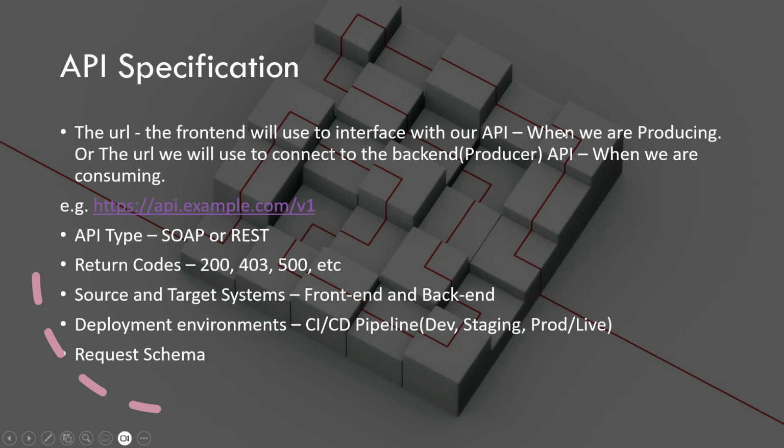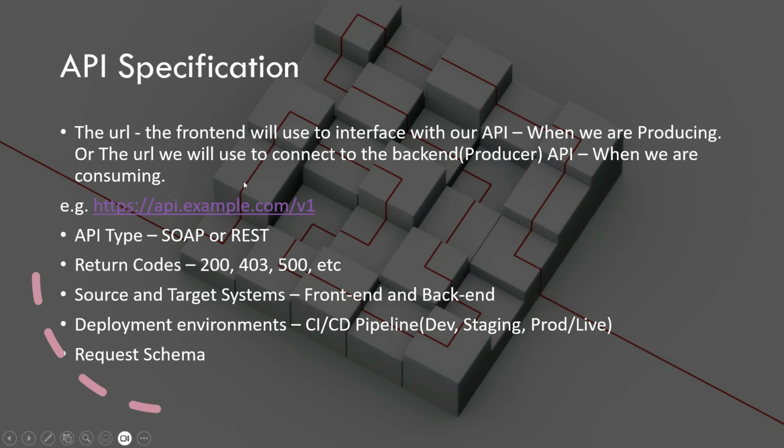Let me say it again. If you are working in the producer, or you are working in a back-end API, that means you will be the one that will produce the endpoint or the URL. So you're exposing an interface. This is the address or the URL or the endpoint that the other API will use to interact or to interface with our API.